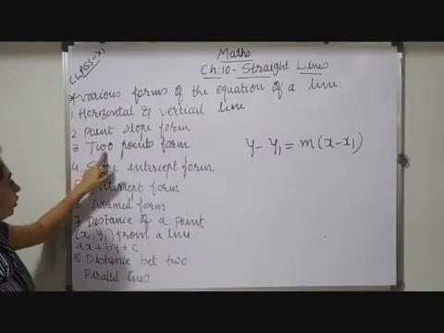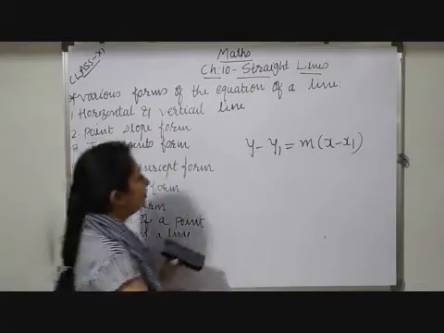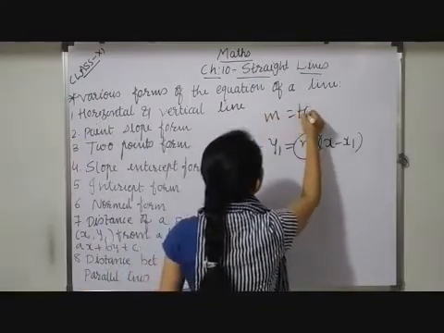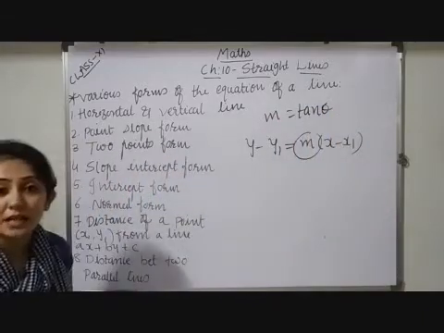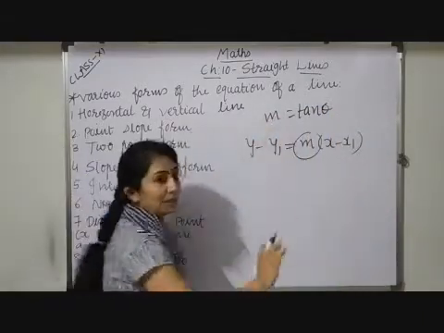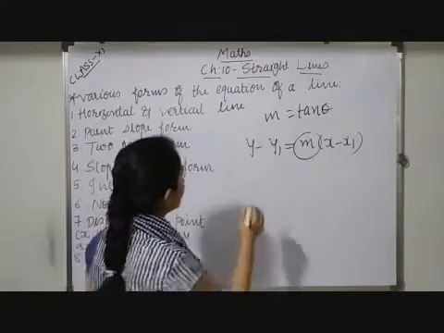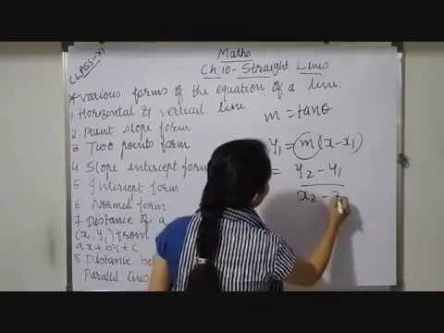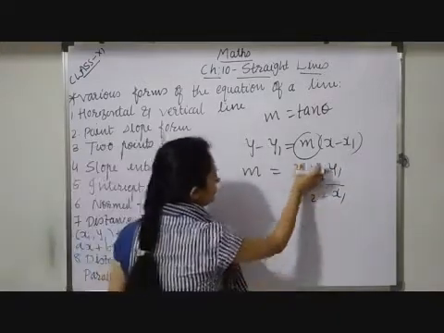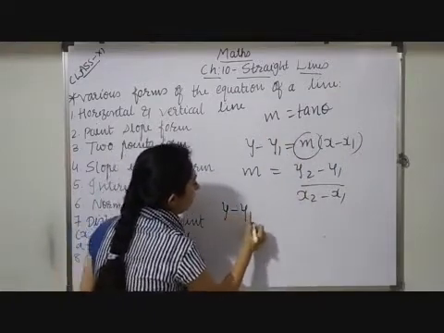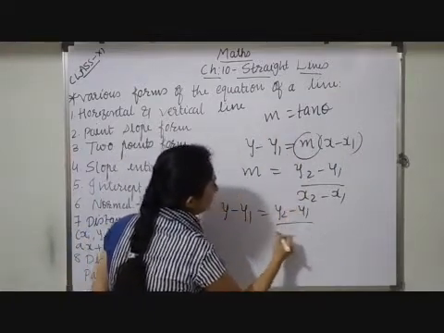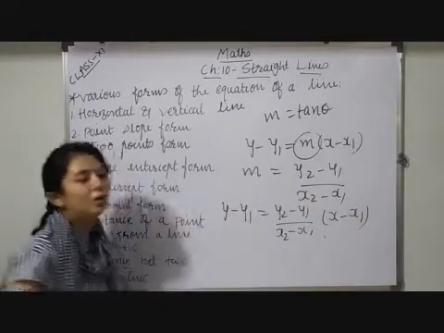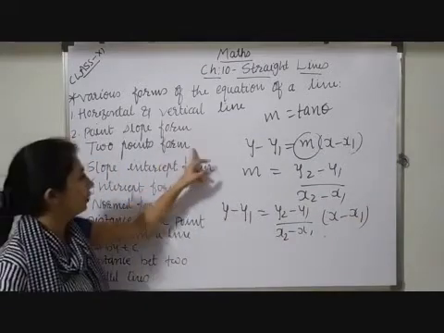Now next is two points form. In two points form, we were calculating m using the formula m equals tan theta. But in place of giving you the angle theta, suppose two points are given. Then if I want to determine the slope, my slope will be m equals y2 minus y1 upon x2 minus x1. Now in place of m I will place this value, so here I will get y minus y1 equals y2 minus y1 upon x2 minus x1, times x minus x1. The x minus x1 will remain as it is. So this form of line is known as two points form.